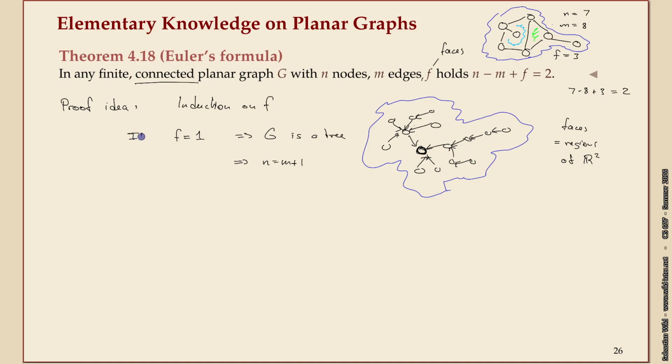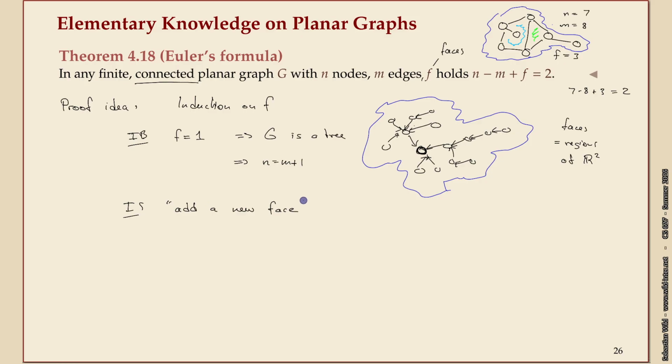So that was the induction basis of this induction. And then the inductive step is: take any graph and a drawing and add another face. How can that happen? And it basically happens by closing another cycle. That's virtually the only way how you can add a new face. You have to somehow close a cycle.